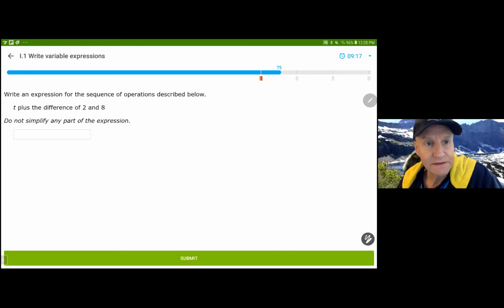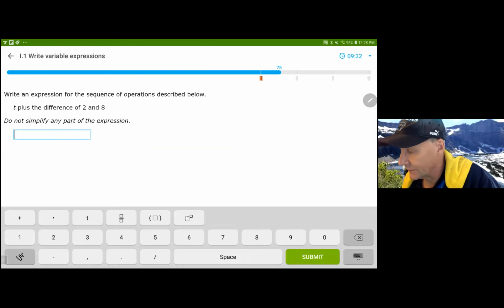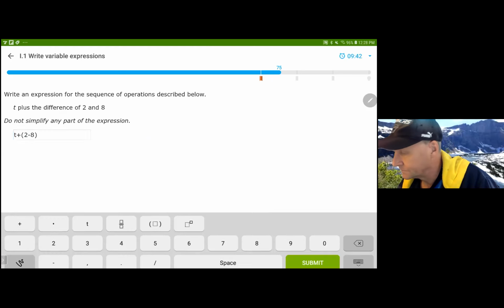T plus the difference of 2 and 8. Very nice. If you don't put the parentheses, it is very possible to get it wrong. In this particular case, it actually works without the parentheses, but it's always better to do it. T plus parentheses 2 minus 8. This is the correct way to write that expression.